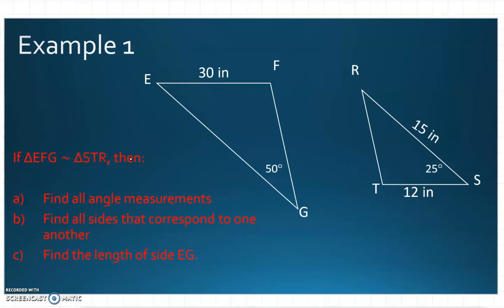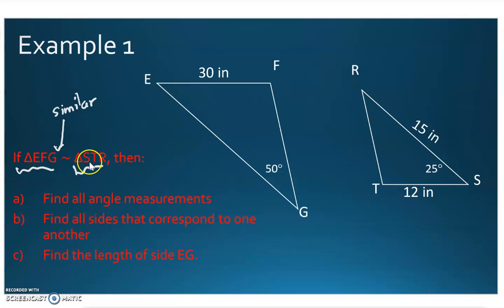So let's look at this first example, number 1. It says right here, if triangle EFG is similar to triangle STR, then we're going to first find all of the angle measurements. So remember, these two triangles are similar to one another. That's what this statement is saying. The angle measures that correspond are going to be congruent. They're going to be the same measurement.